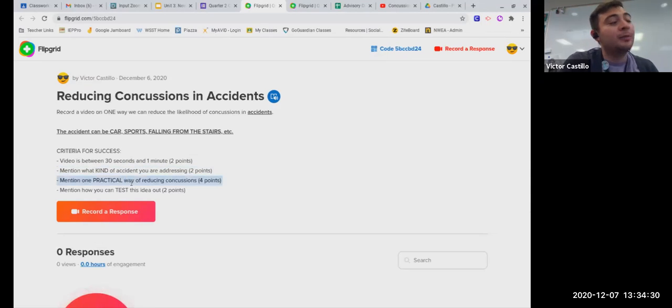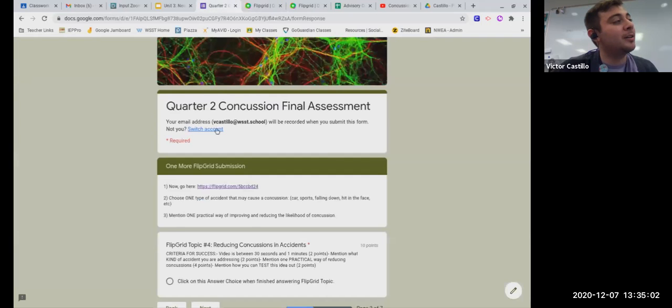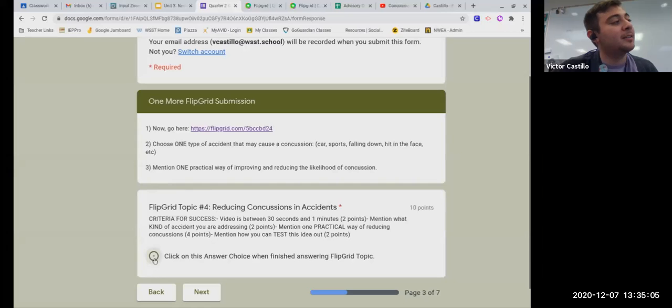Mention one practical way of reducing concussions. So kind of like our simulation from last week with the test dummy and the safety features and the crumple zones. I want you to mention one practical way of reducing concussions in that specific accident. And once you do, I want you to mention how you can test this out. Once you give me the practical way, how can you personally test this out in order to ensure that the likelihood of concussions can be reduced? Record your response, submit, go back to the Google form and click on this right here so you can move on ahead.